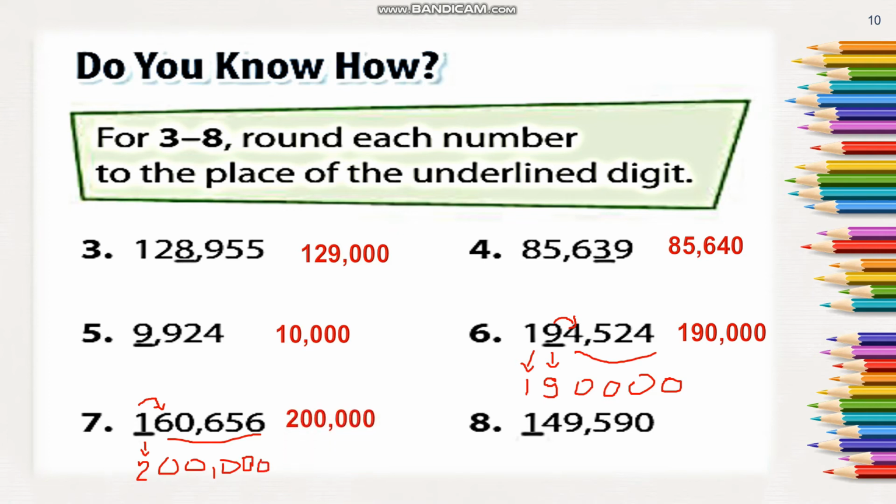Number 8, 1 is followed by 4. So if it is 4 or less, just ignore, or you just simply copy the underlying digit, the number that you are rounding. Then the rest of the digits to its right, you just simply change into zeros. So the answer is 100,000.